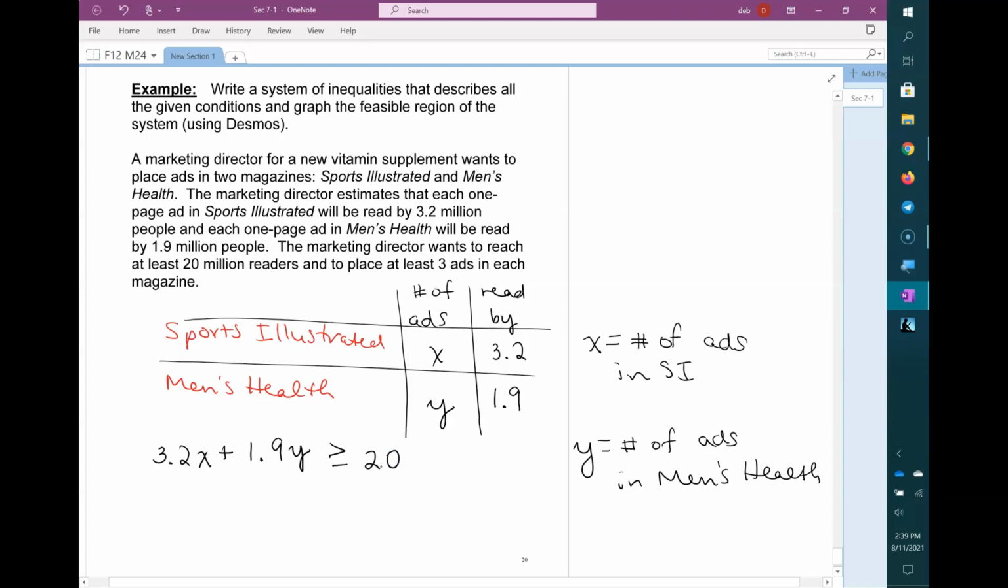And then you want to place at least 3 ads in each magazine. So X needs to be at least 3 and Y needs to be at least 3.